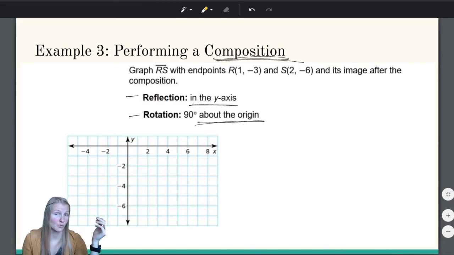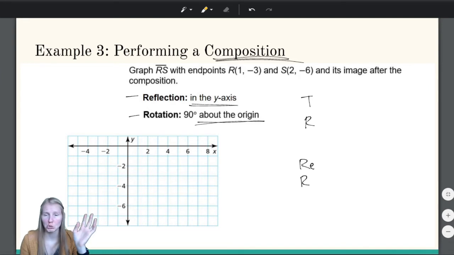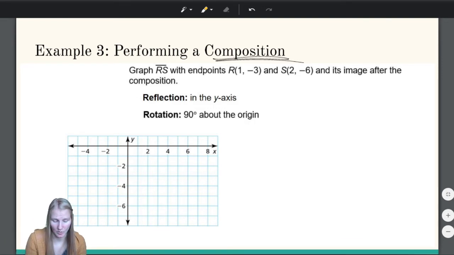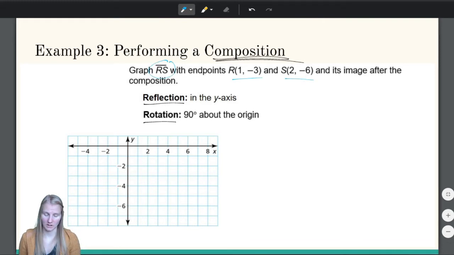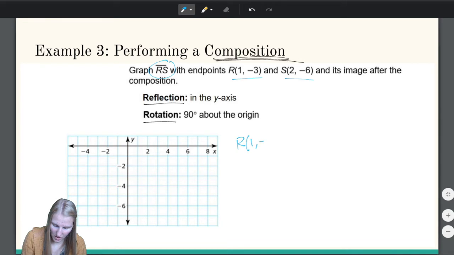You can reflect and then rotate. You can translate and then rotate. You can do whatever you want to do, in whatever order that they tell you to do it in. So, in this example, they're asking us to reflect and then rotate. So, let's take segment RS with the following endpoints. So we have R, -1, 3, and S, 2, -6. Let's graph that. -1, 3, and 2, -6.